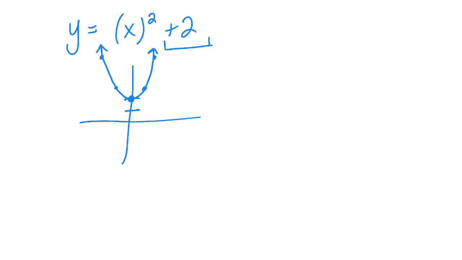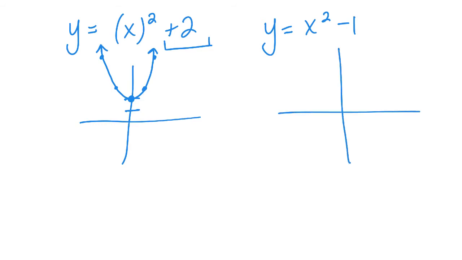So what do you think is going to happen if I have minus 1? Okay, so remember when it's on the outside, it's going to go up or down. So this would go over 1 up 1, over 1 up 3. So notice that when it's on the outside of the parentheses, it's going to go up or down.